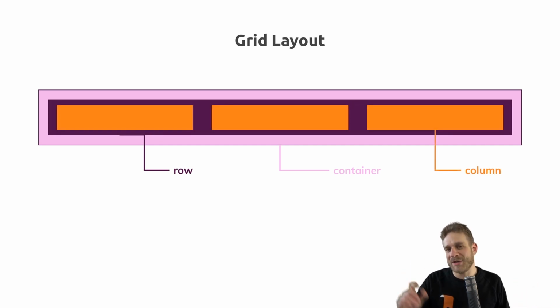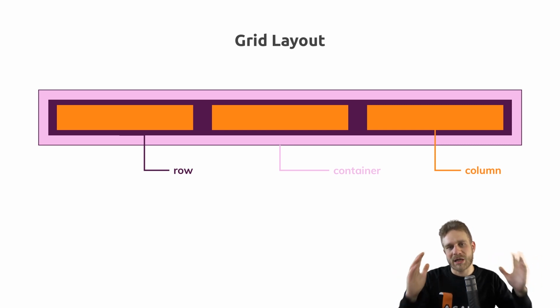And you simply create rows and columns by nesting divs or any HTML element, block level elements, and assigning container, row, or col for column as a class. Now regarding the columns, there are actually different classes you can use to make your grid responsive, to define how broad a certain column should be for certain device sizes.